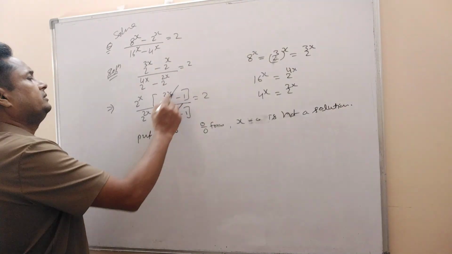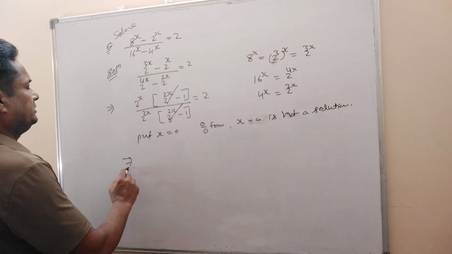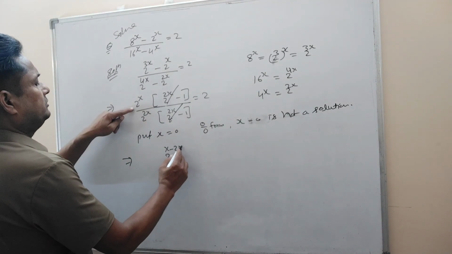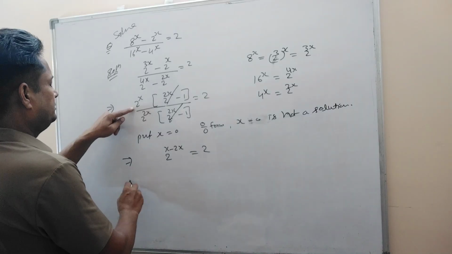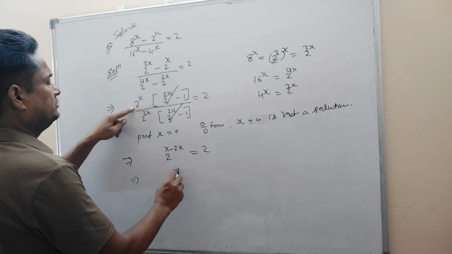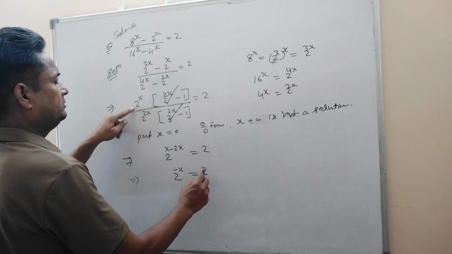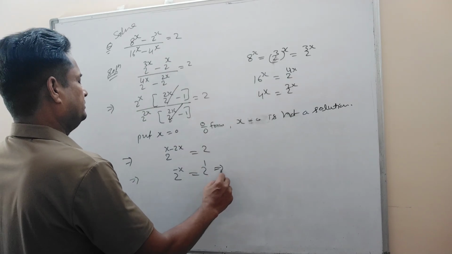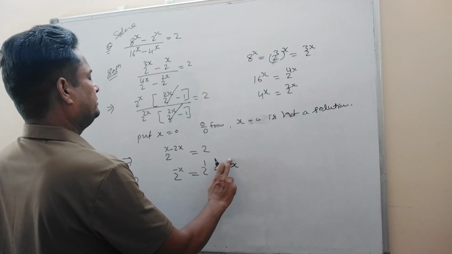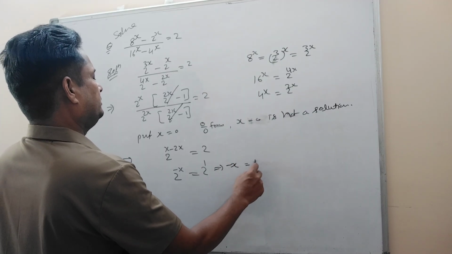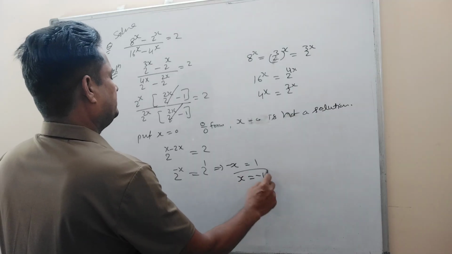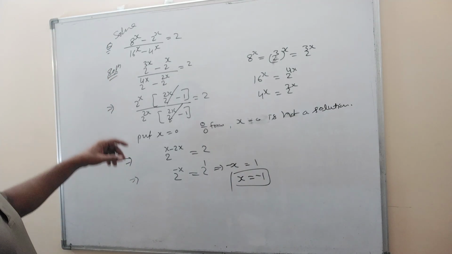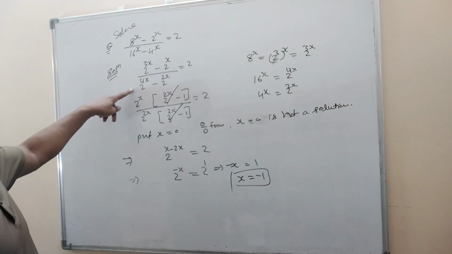So we can cancel these two terms. So this can be written as 2 to the power x minus 2 to the power minus x is equal to 2. So this will be 2 to the power minus x is equal to 2. Right. So this is minus x is equal to 1. So x is equal to minus 1. So this is the answer.